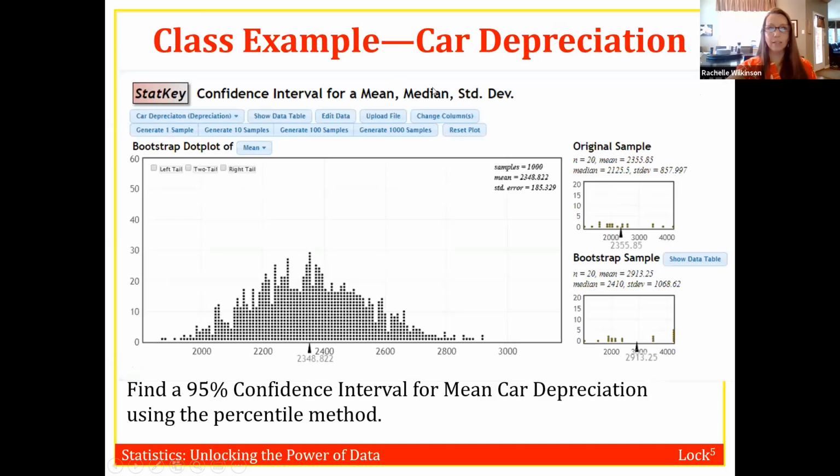So let's look at that again for this car appreciation data. So this is the graph that's on your paper. I think it's on your notes pages.